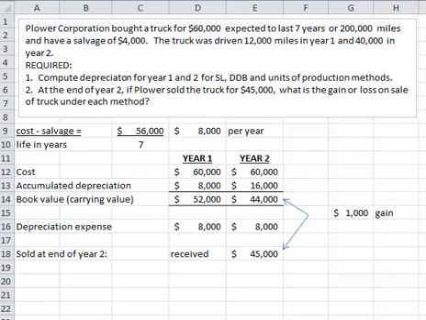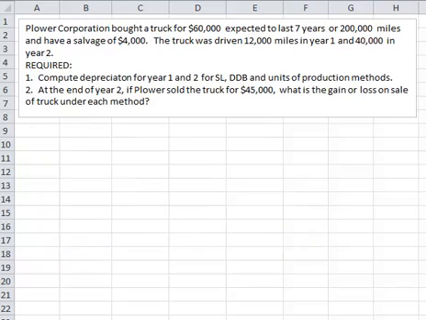Let's move on now to double declining balance. So the formula for double declining balance is quite a bit different than straight line. It's book value times 2 divided by useful life. Notice that we don't use salvage value. It is ignored for double declining balance.